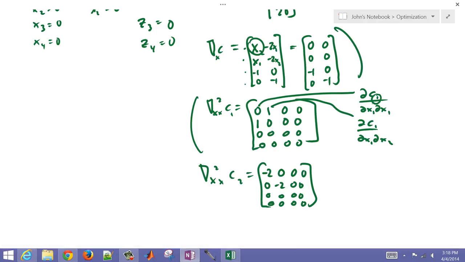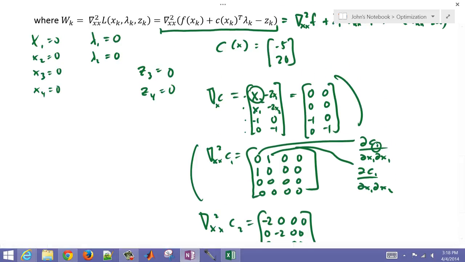Is this making sense? Do I need to slow down on these, or are you okay? Who needs me to slow down a little bit? Okay, let me go back and rephrase this. You need the constraint values at your initial guess values. And then you take the derivative of these constraint values, C1 and C2, with respect to each of your variables.